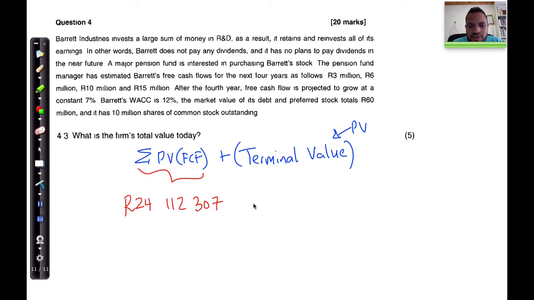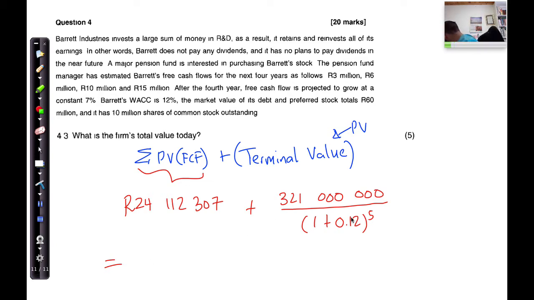Now we need to get the present value of the terminal value. So how are we going to do that? We're going to say it's plus 321 million, and that is going to be in year 5. So we have to discount that: 1 plus the company's WACC was given at 0.12, raised to the power of 5. Let's see what we get. Remember, all of these are rand values. Let's find a calculator and see how we can solve that.